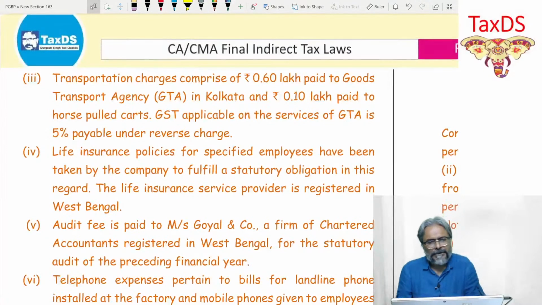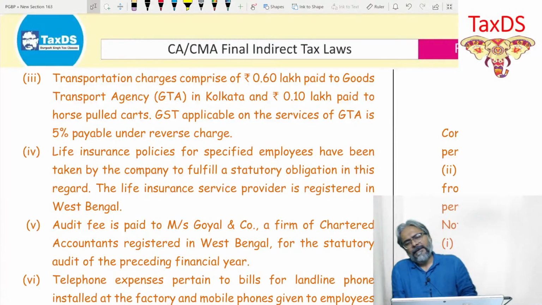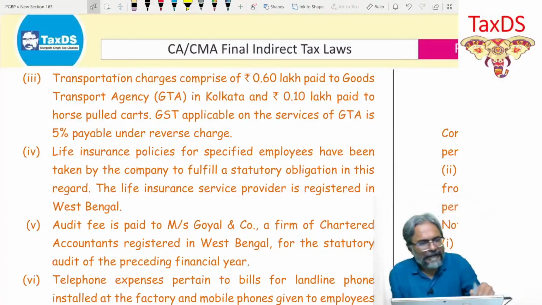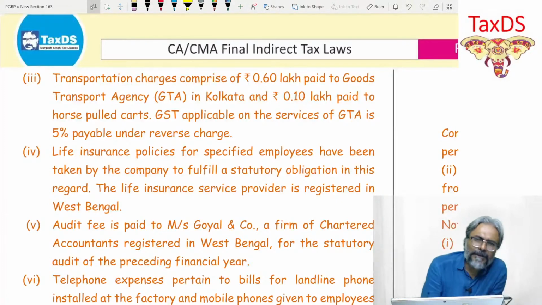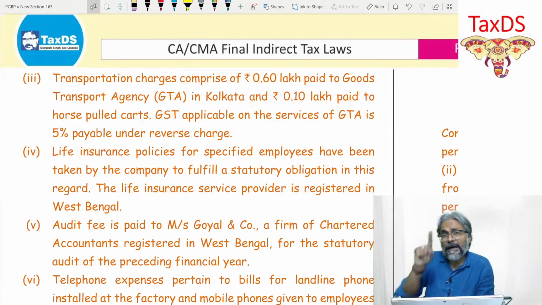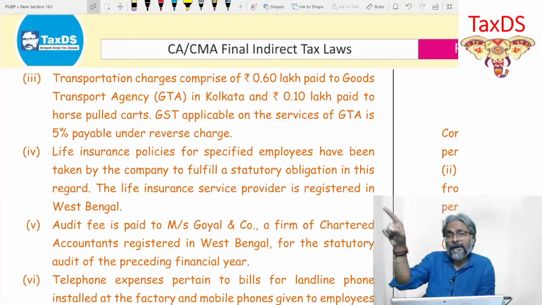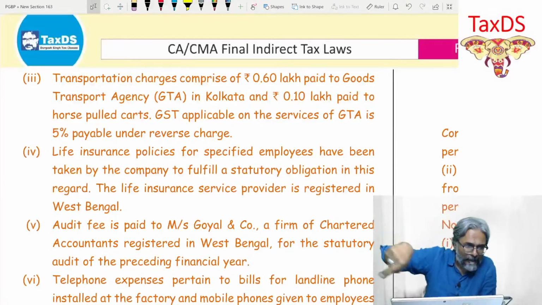Now see over here, friends. Transportation charges comprise 0.6 lakhs paid to GTA in Kolkata, and so this is intrastate, and 0.1 lakhs paid to a horse pull cart. So students, there is an exemption part in this case. In the exemption chapter, you will find that transportation of goods other than through GTA and courier, and that transportation is intra-supply.